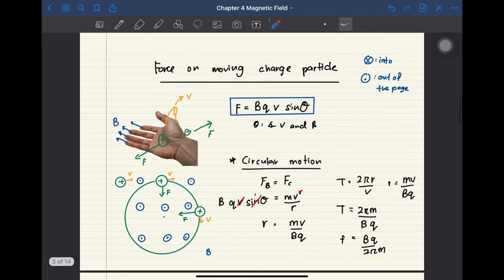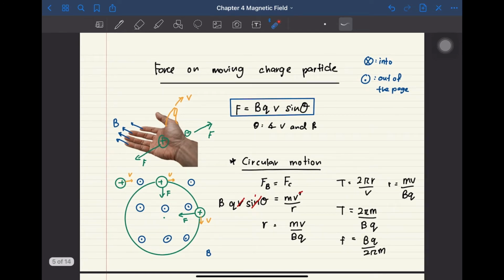Now moving on to the force on a moving charged particle. If you have a charge that is moving across a uniform magnetic field, you will expect that a force will be applied onto the charge. The formula would be F equals BQV sin theta. I don't think there will be any problem using this formula. The problem might come from the direction.